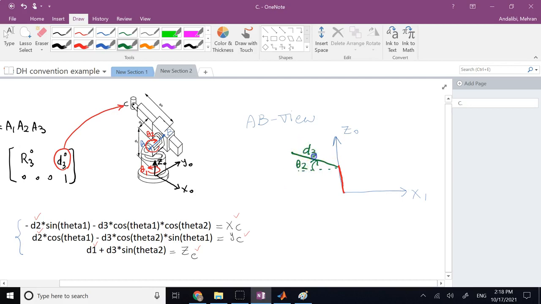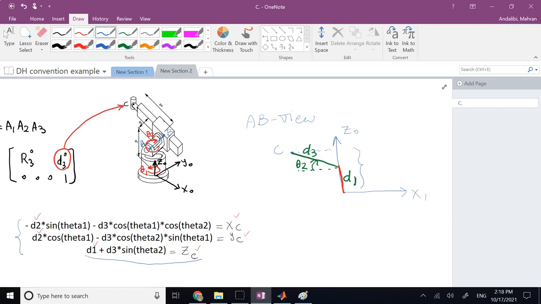This is D3, this is D1, and clearly, if you project this point C onto the z-axis, you see this distance from here to here is d1 plus d3 sine of theta 2. So this equation is very clear to see, right? So that one is very clear. I can easily see that.